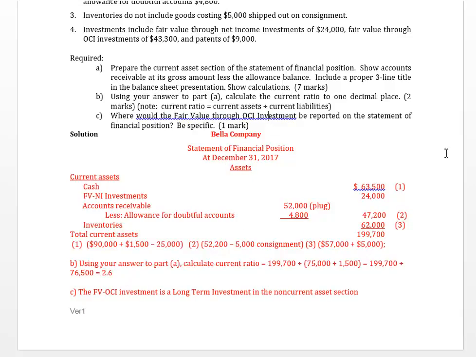And I also asked you where to put the fair value through OCI investment. I was expecting you to tell me that it was a non-current asset in the long-term investment section specifically.